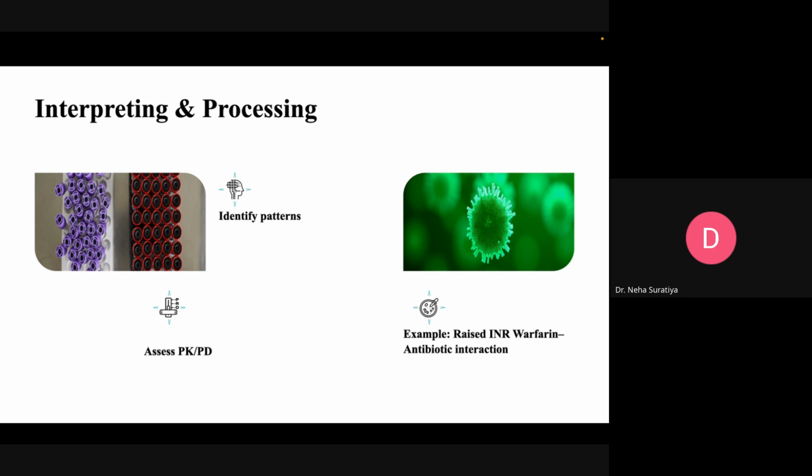Here I already mentioned PK/PD. Obviously you should be aware of the pharmacokinetic and pharmacodynamic parameters of whatever agents you are analyzing. PK/PD: what the body does to the drug, what the drug does to the body, right? Then you can raise questions like this, and be aware that antibiotics, for example ceftriaxone, metronidazole, and azithromycin, can interact with warfarin and may raise INR level and bleeding risk. So this is how interpretation and processing can be done. I will share some strategies with you in upcoming sessions, so don't worry. This is just an overview of the concept.